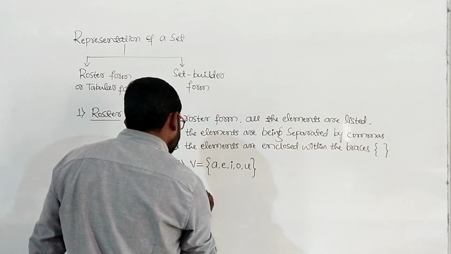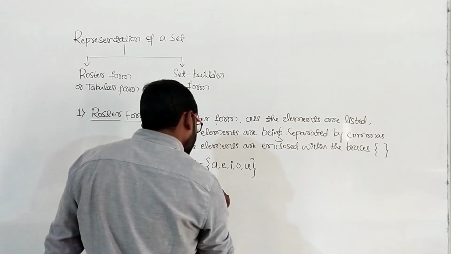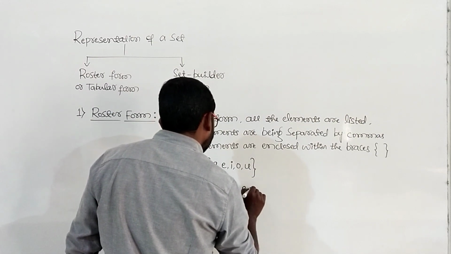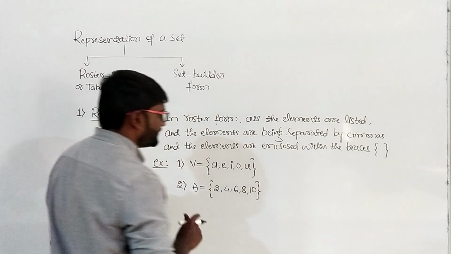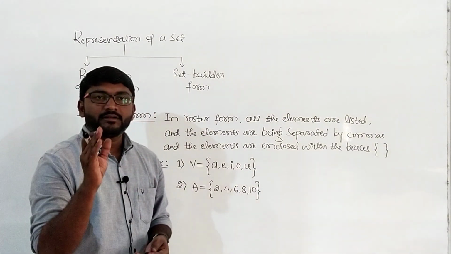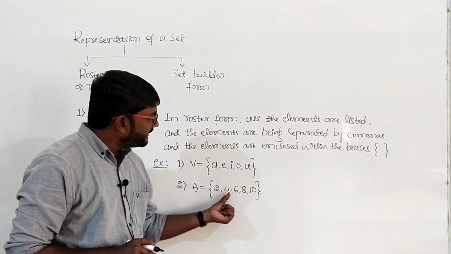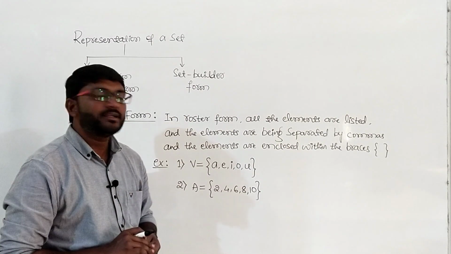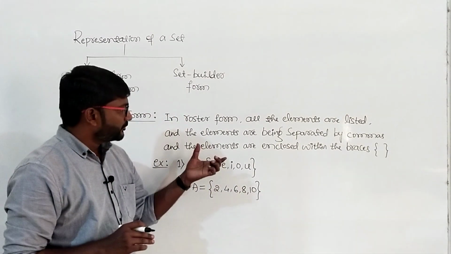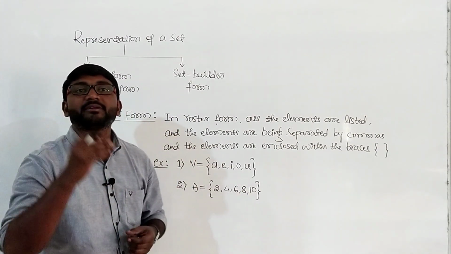Let me give another example now. A is equal to {2, 4, 6, 8, 10}. These are the even numbers less than 12, and each element is separated by a comma and enclosed within the braces. So these are the examples for roster form. Write this down and then we'll move on to the set builder form. The roster form is also called the tabular form.